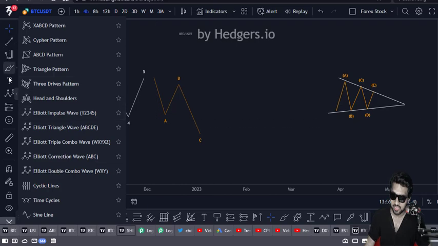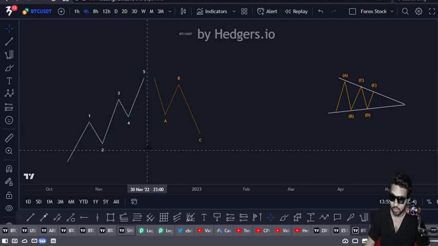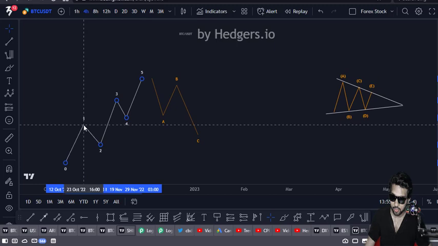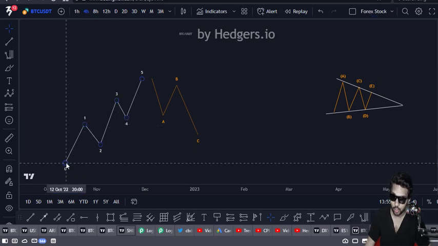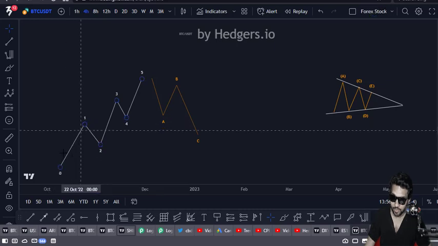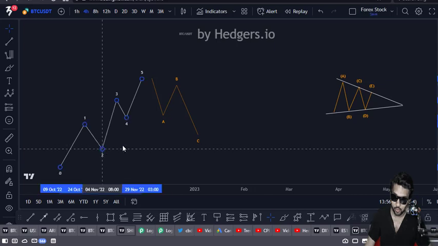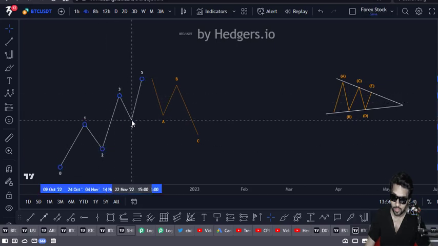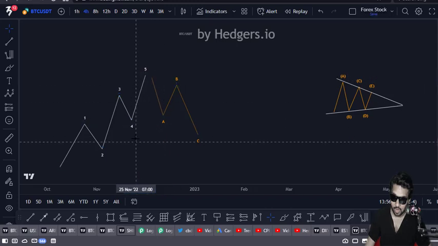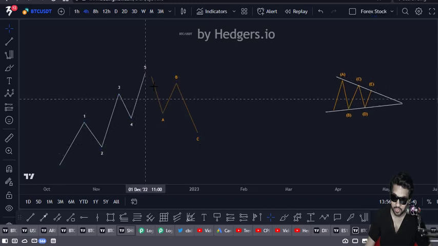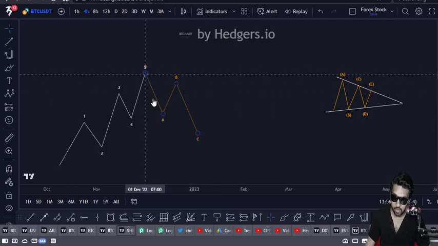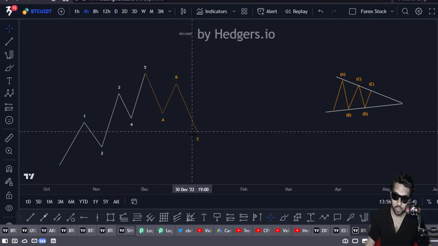Let's start with this one first. ABC 1, 2, 3, 4, 5, which is here. I already put that into the charts to make the video concise and really short. So this is your motive wave 1, which is an impulsive wave, and that is a corrective wave here, which is 2, and then impulsive wave, then corrective wave, and then impulsive wave. And after that, impulsive waves with corrective waves, we're gonna see here ABC as a major corrective move to the downside.